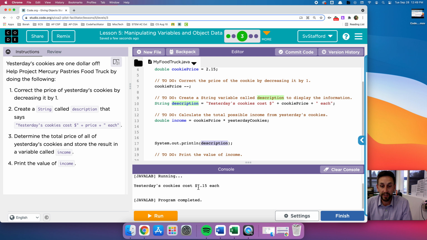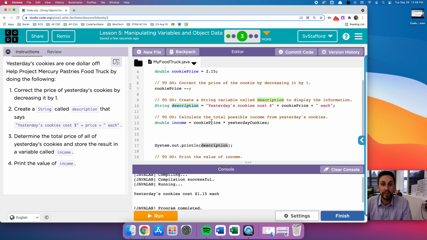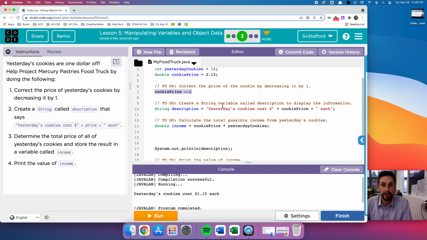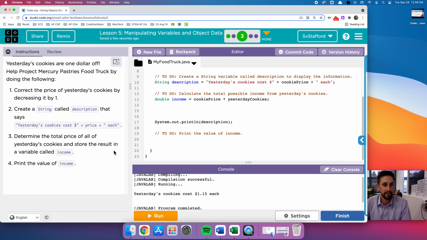Okay. I see that the cost is $1.15, which is $1 less than where we originally created cookie price on line 4 for $2.15. But remember on line 7 we decremented it by going cookie price minus minus. So 2.15 minus 1 is 1.15, so we're good there.